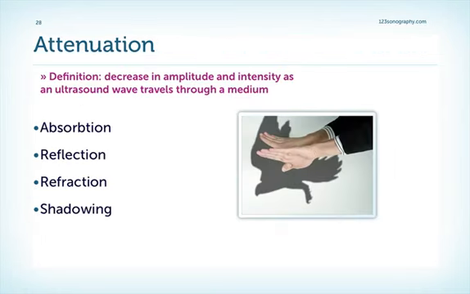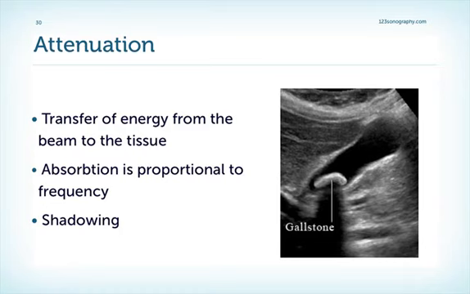We already talked about attenuation in the chapter on the physics of ultrasound. Just for review purposes, attenuation is the decrease in amplitude and intensity of the ultrasound wave as it travels through a medium, and it is caused by absorption, reflection and refraction, and by shadowing. Basically, attenuation is the transfer of energy from the beam to the tissue.